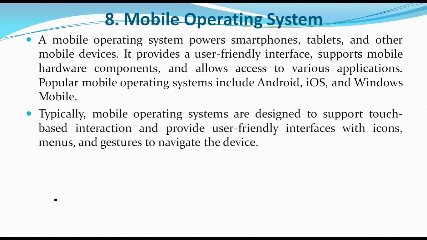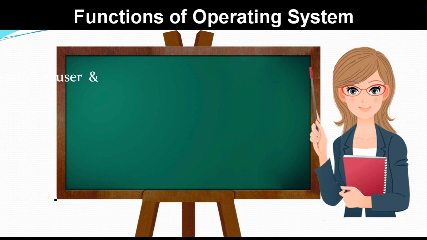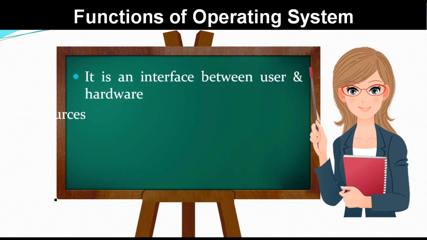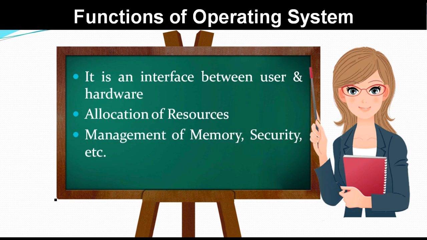The second is the allocation of resources. Allocation of resources means the resources needed by the users are allocated by the operating system. Similarly, memory is managed by the operating system. Security and so on can also be managed by the operating system. So these are the functions of the operating system.